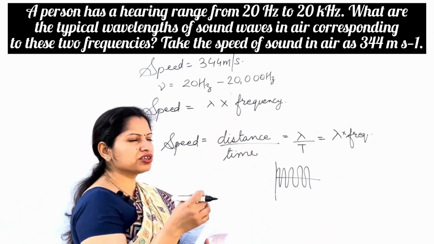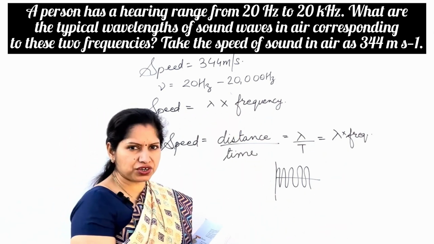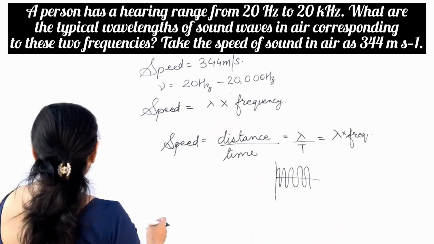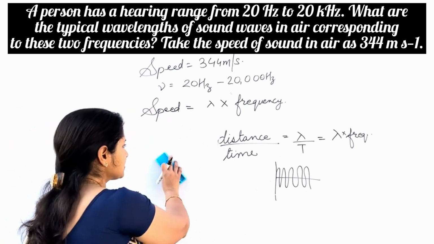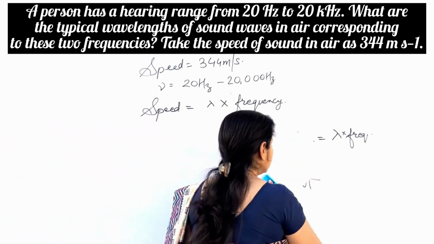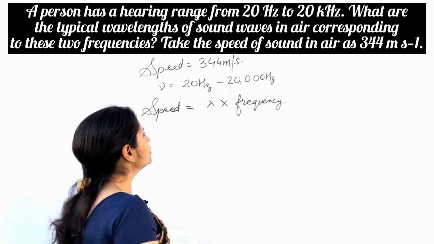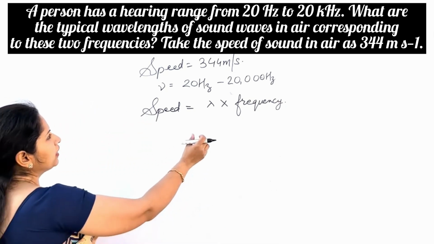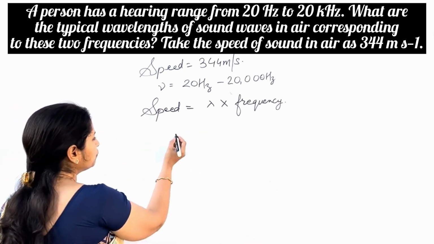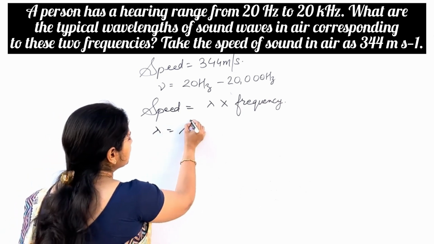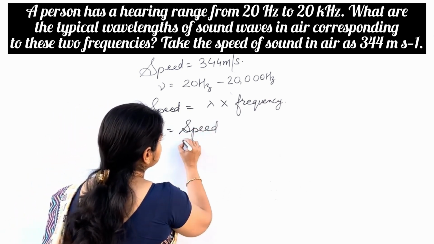Okay. In case you forget this formula, you can derive it at that moment only. If you have some confusion about what it was and what it wasn't, you can just derive it at that moment only. If you remember that, that's very nice. Well and good. Okay. So just putting the values, we need to find out the wavelength. So wavelength is equal to speed upon frequency.